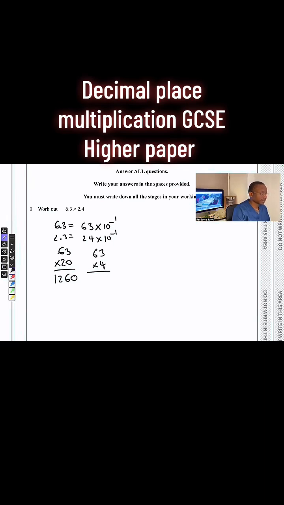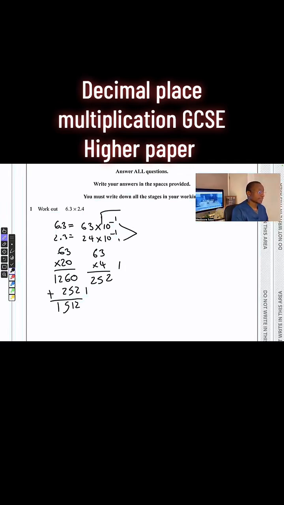And this one, 4 times 3 is 12. 4 times 6 is 24, plus the 1, 25. Then I add them together. 2, 5, 2. 2, 6 plus 5, 11. I got the 1 which is left. Then 2 plus 2, 4, plus that 1, 5. I got 1.